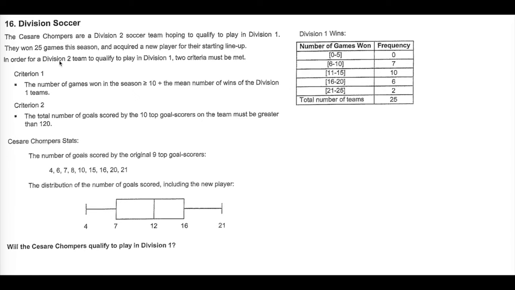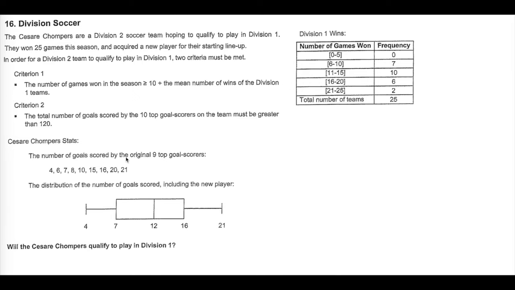In order for a Division 2 team to qualify to play Division 1, two criteria must be met. Criterion number 1: the number of games won in the season has to be greater than or equal to 10 added to the mean number of wins of the Division 1 teams. Criterion 2: the total number of goals scored by the 10 top goal scorers on the team must be greater than 120. The Césaire Chomper stats are the following.